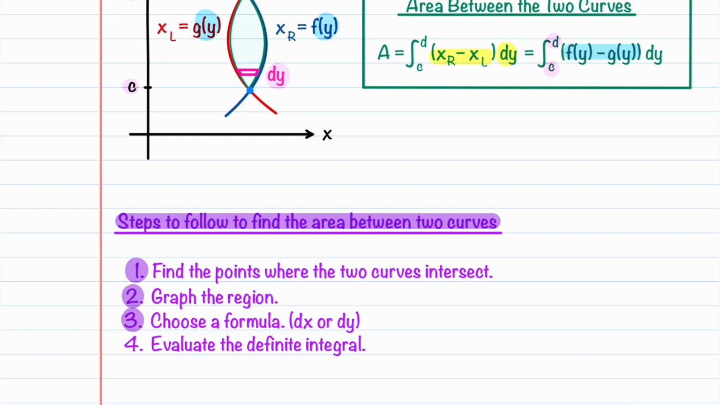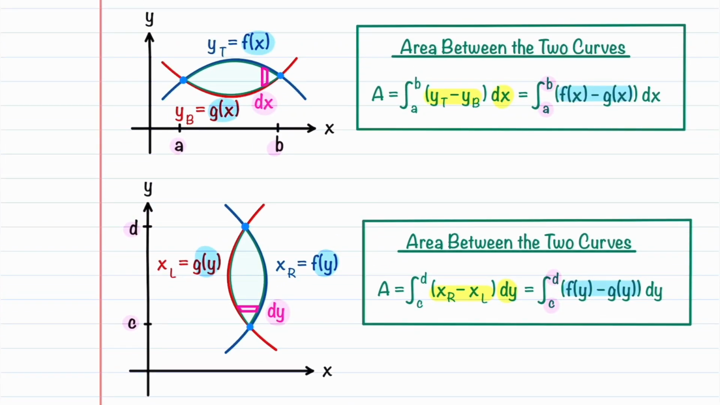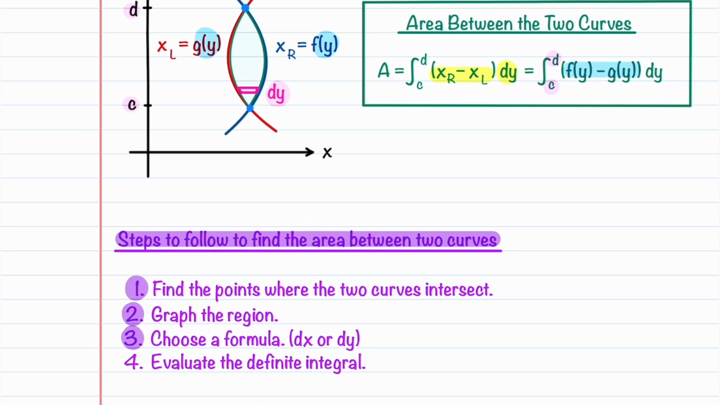Step 3 is to choose a formula. That's probably the hardest step. You'll have to choose between one of the two formulas that we just went over. This process gets easier as you work through more examples. The last step then is to just evaluate the definite integral, and you'll get a number which is equal to the area between the two curves. Let's now walk through 5 examples.